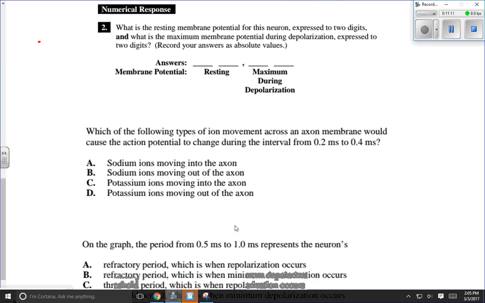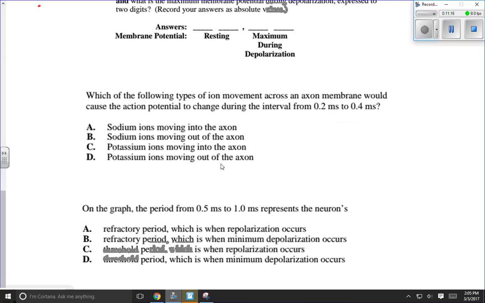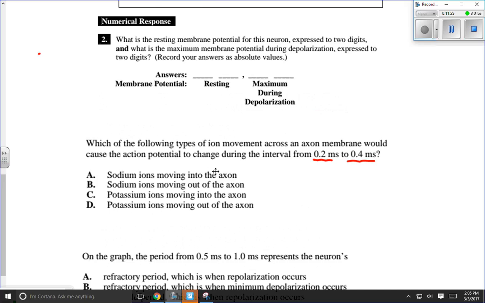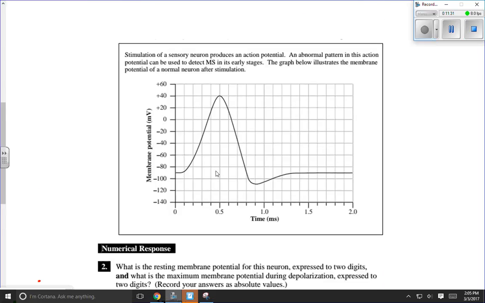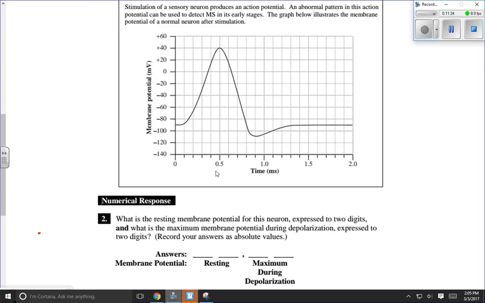are. Okay, follow-up question. Which of the following types of ion movement across the membrane would cause action potential to change during the interval from 0.2 to 0.4 milliseconds? So we want to know what is moving across the membrane at that time. So let's go back to our graph and let's look at 0.2 to 0.4 milliseconds. So 0.2 to 0.4 milliseconds corresponds to that portion of the graph.